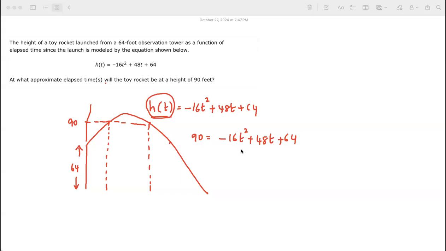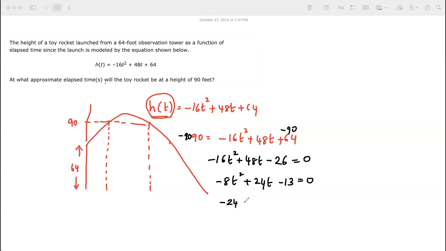Now, when you look at this, right off my head, what I can see is I want this side to be 0. So I subtract 90 from both sides. So I'll get minus 16t square plus 48t minus 26 equal to 0. Now I can divide the entire equation by 2. This is the simplest form I can get to. Right at this point, I want to arrive at an answer. I don't mind whatever method I use.